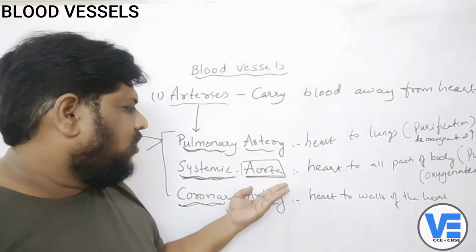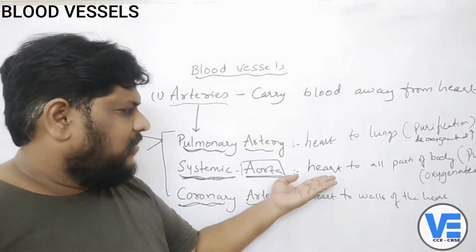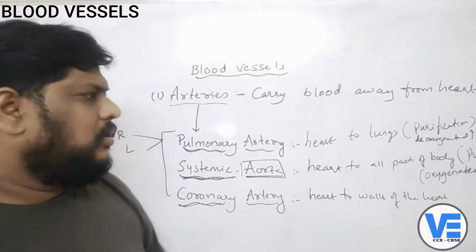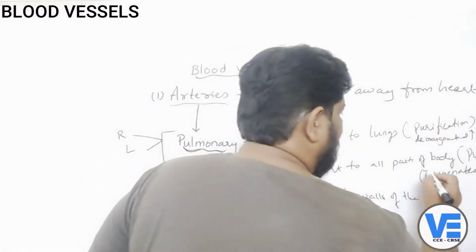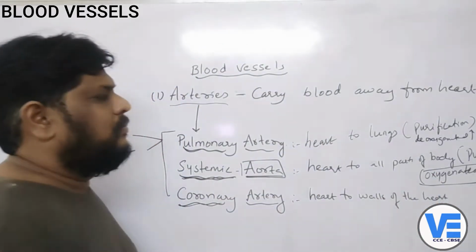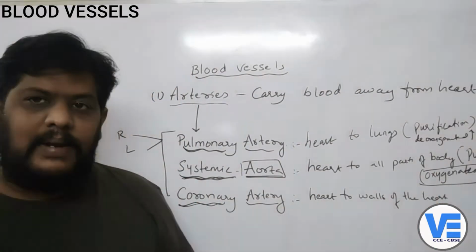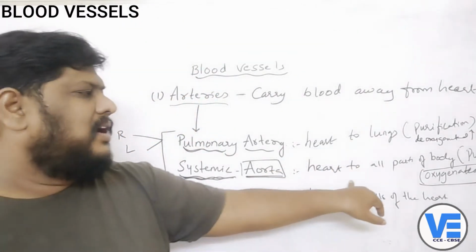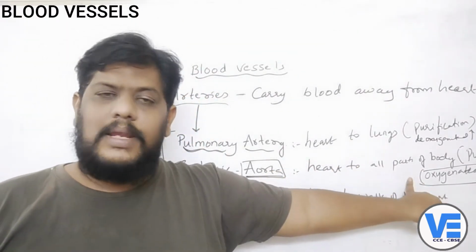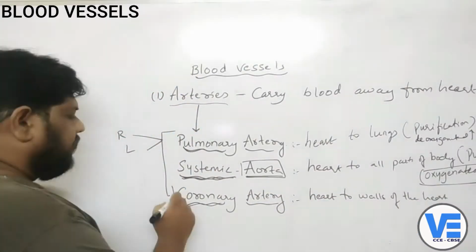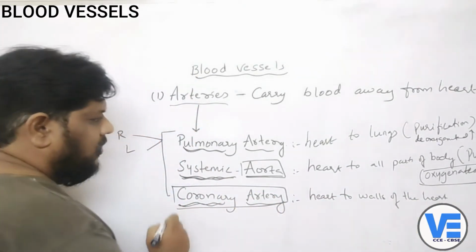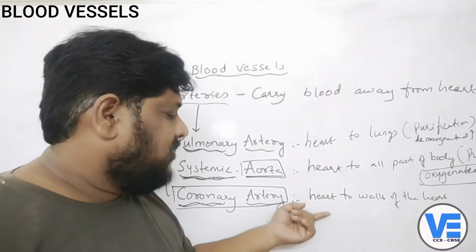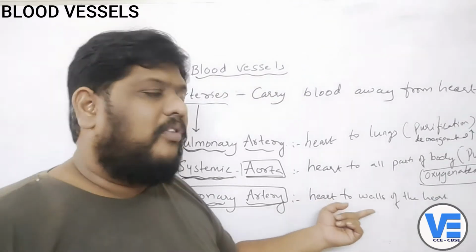This large artery called the aorta carries the blood from the heart to all parts of the body. And moreover, the blood which is carried is the oxygenated blood, the purified blood, which goes to the lungs, gets purified, and then the systemic aorta carries it to each and every part of the body. And then coming to the coronary artery, this artery is a blood vessel which carries the blood from the heart to the walls of the heart.